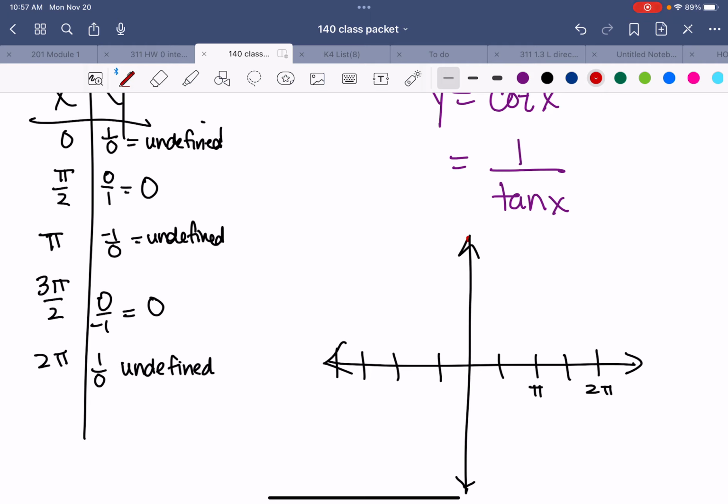So now our asymptotes are going to be at 0, pi, and 2 pi. So same thing over here, negative pi and negative 2 pi. And we're taking reciprocals. So that means you're going to get a very similar thing here. So here we go. Here's what this one looks like when we go to graph it.